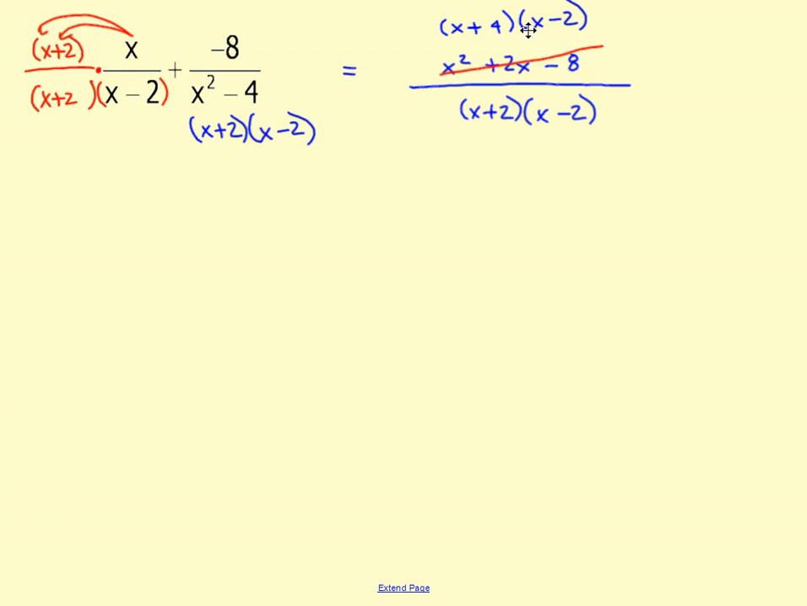And now I look and see if anything can cancel. So I have an x minus 2 on the top and on the bottom, so those cancel out. So that means that my final answer is x plus 4 over x plus 2. And I still need to do my domain restrictions, so that's from either of these factors, if it was ever in the denominator. So x cannot be equal to negative 2 or positive 2.